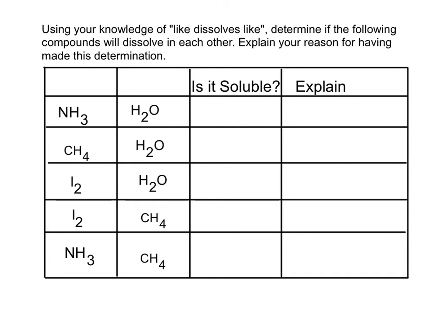Using your knowledge of like dissolves like, you're going to determine if the following compounds will dissolve in each other, and explain your reasoning for having made this determination. NH3 is a polar molecule. H2O is a polar molecule. Polar meaning it has only one line of symmetry, making it have an asymmetrical distribution of charge. Because of that, it has poles in the molecule.